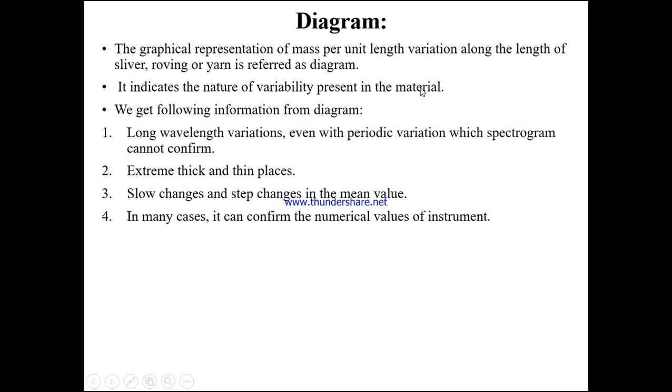So what is the nature of variability that will be obtained in the diagram? We will obtain the following information from the diagram. Long wavelength variation. Okay, if it is a long term variation, even with the periodic variation when spectrogram cannot confirm. If it is a long term variation, which I have already defined, having a long wavelength, that will be detected by the diagram. That is not obtained in case of spectrogram. The spectrogram will measure the short and medium term variations, periodic variations, but the diagram will be able to measure the long term variation.